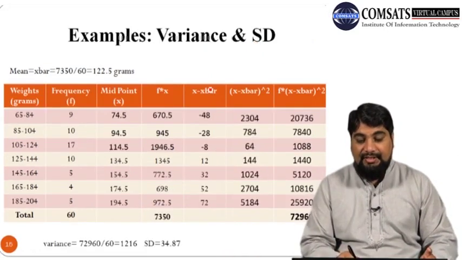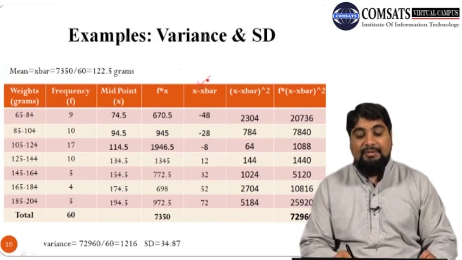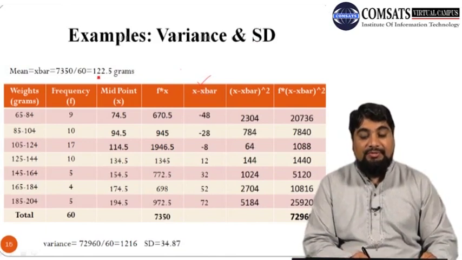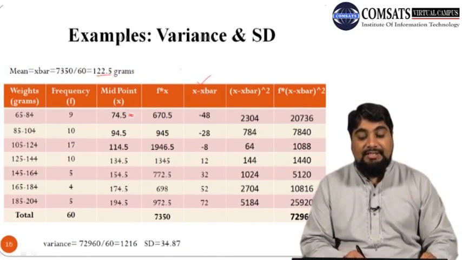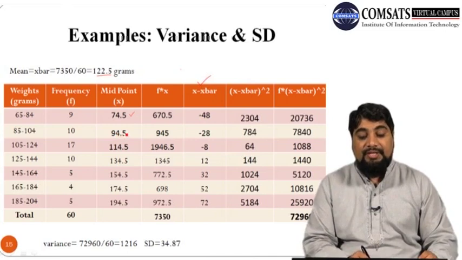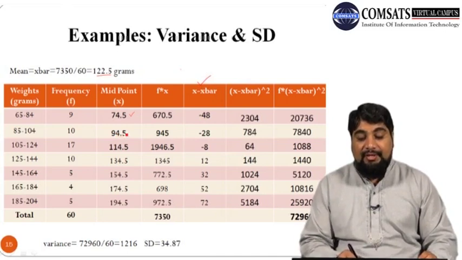So next, construct a new column which is the deviations. So x minus x bar. Remember that x bar is 122.5, so the first value of x is 74.5, so 74.5 minus 122.5, we get minus 48. Similarly 94.5 minus 122.5, we get minus 28. So these are called the deviations.